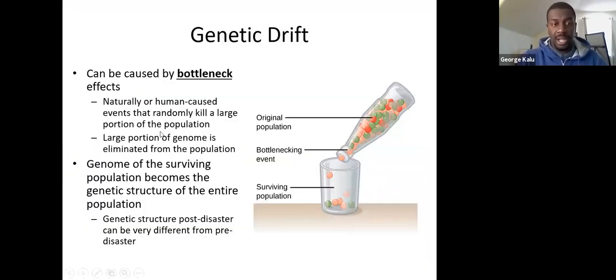So this is pretty much what I just mentioned already. These are natural events or human-caused events that kill a large portion of the population. The individuals that survive become the entire genetic structure of the resulting population. So the genetic structure of the surviving population post-disaster is a lot different from the genetic structure of the pre-disaster population. And again, this usually will result in a significant loss in genetic diversity.